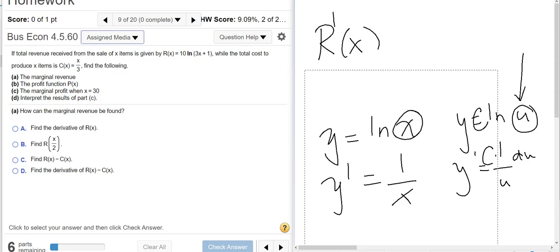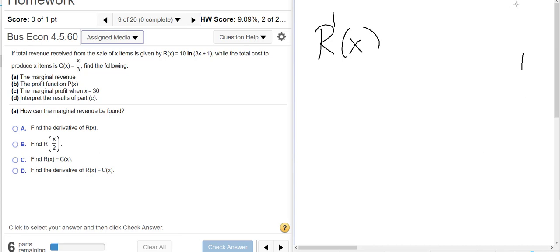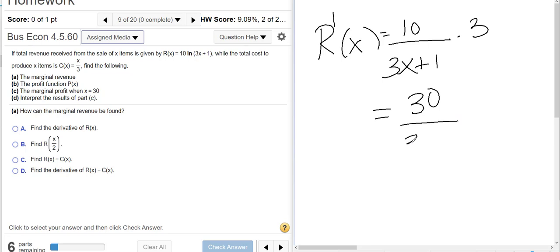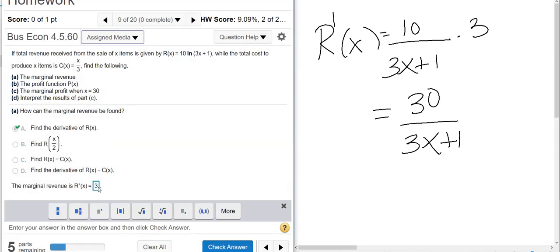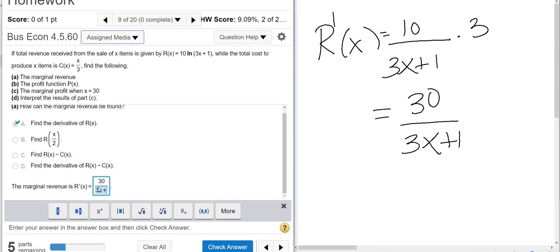All right, so we're going to do R prime of this function. Well, first of all, we've got a 10, so it's going to be 10 over 3x plus 1. That's your natural log of u, so it's 1 over u, and then times the derivative of u, which is 3. So R prime is 30 over 3x plus 1. How do we find the marginal revenue? We take the derivative. And the marginal revenue is what we just got, 30 over 3x plus 1.